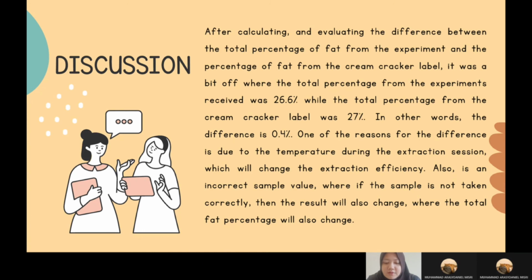for the discussion, after calculating and evaluating the difference between the total percentage of fat from the experiment and the percentage of fat from the cream cracker label, it was a bit off when the experiment was 26.6%, while the total percentage from the cream cracker label was 27%. In other words, the difference is 0.4%.